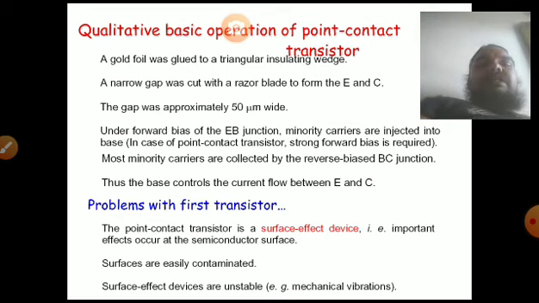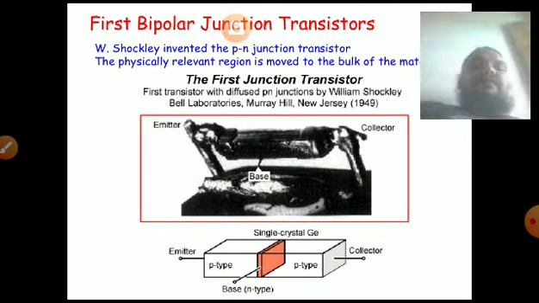Problems with the first transistors. The point contact transistor is a surface effect device. The important effects occur at the semiconductor surface. Surfaces are easily contaminated, and surface effect devices are sensitive to machine vibrations.